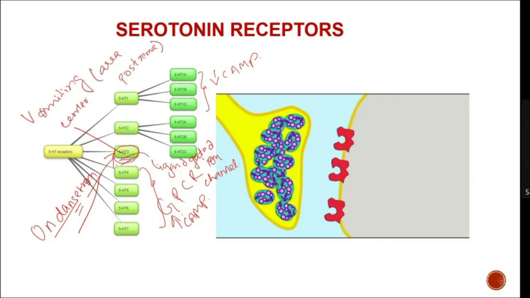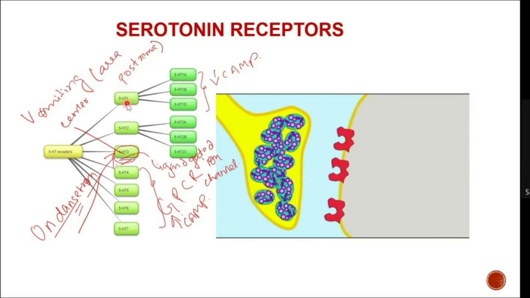So I will try to summarize what we have learned till now. First of all, we should know that serotonin receptors are present in many isoforms. 5-hydroxytryptamine, or serotonin receptors, are present as many isoforms: 1, 2, 3, 4, 5, 6, 7. Except for the third one, all others act via G protein coupled receptors, so they are going to activate the G protein system.